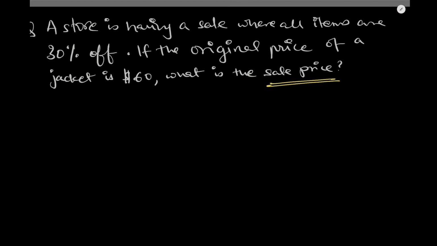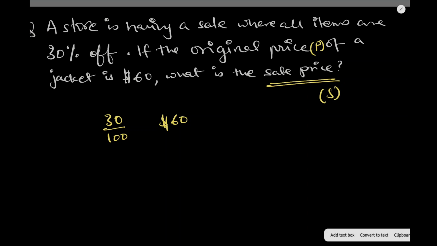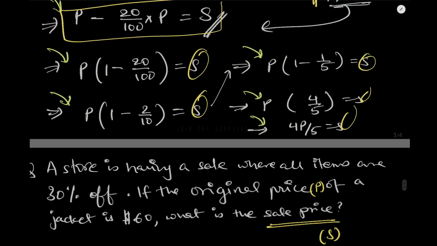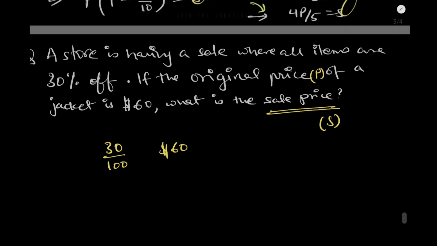Okay, now let's read it first. Sorry. A store is having a sale where all the items are 30% off. If the original price of a jacket is $60, what is the sale price? Now let's assume the original price to be P and the sale price to be S. This is what we are assuming, and you can do this on your rough sheet which you will get on the test day. Okay, so let's follow this method here, because we need to subtract something to get the sale price.